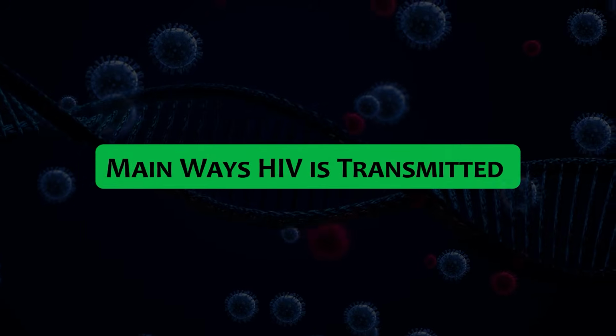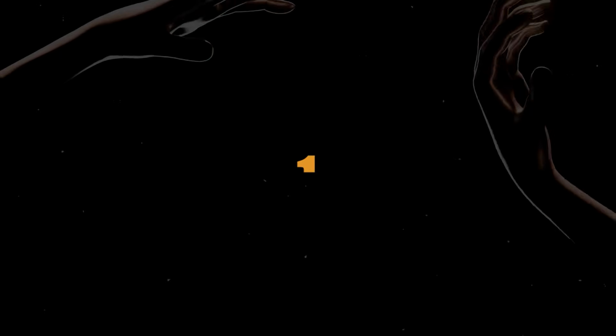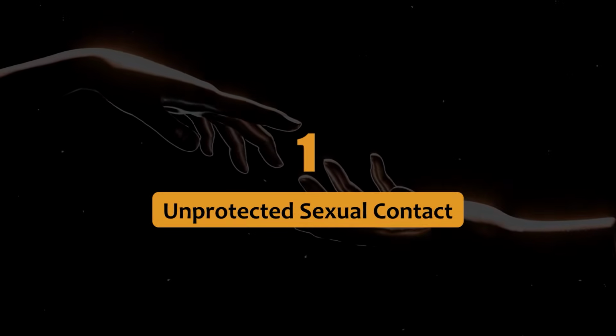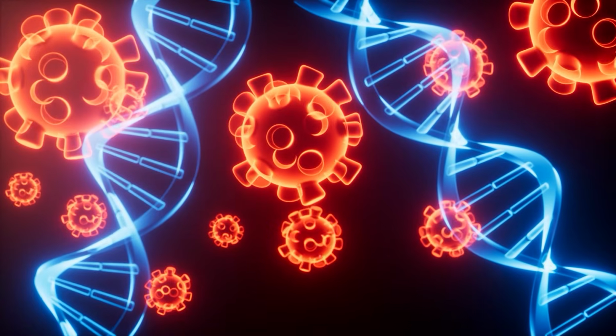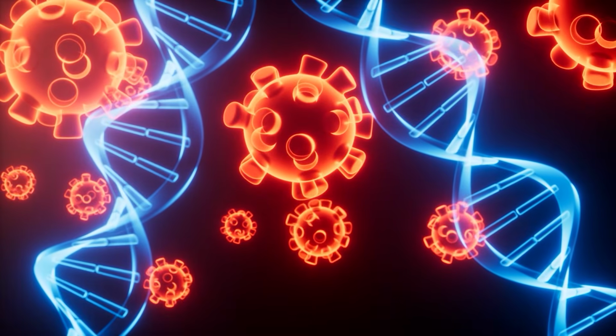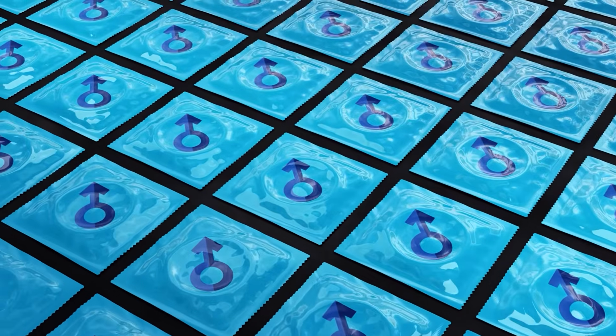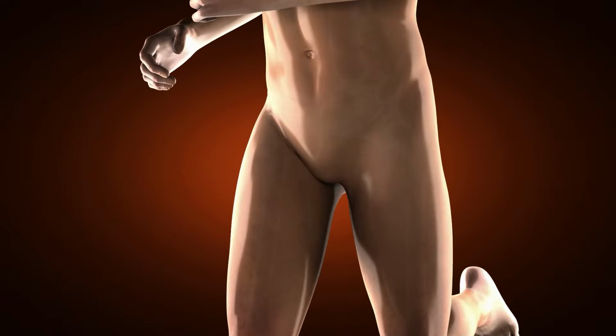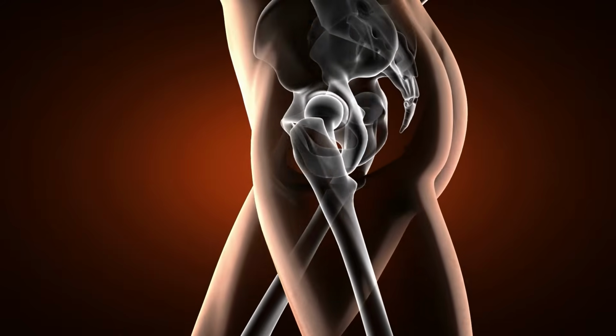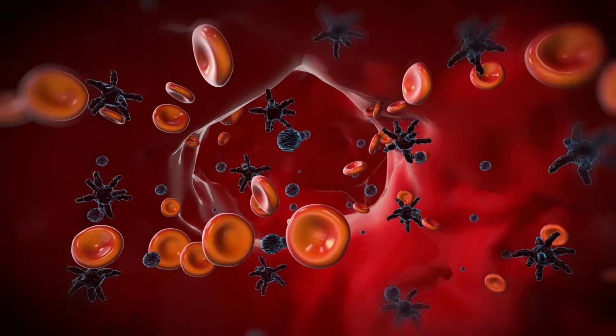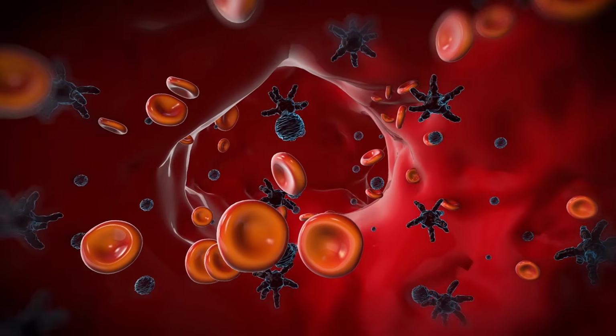Main ways HIV is transmitted. 1. Unprotected sexual contact. This is the most common method of transmission worldwide. HIV can spread through vaginal, anal, or oral sex when protection such as condoms is not used. Anal sex carries the highest risk because the lining of the rectum is thin and can easily tear, allowing the virus to enter the bloodstream.